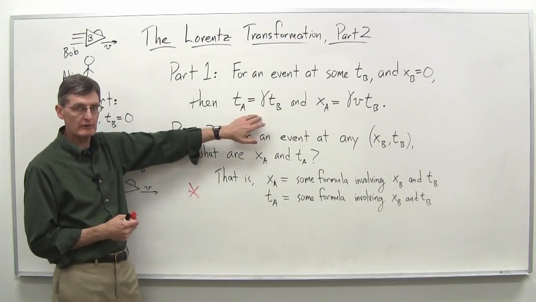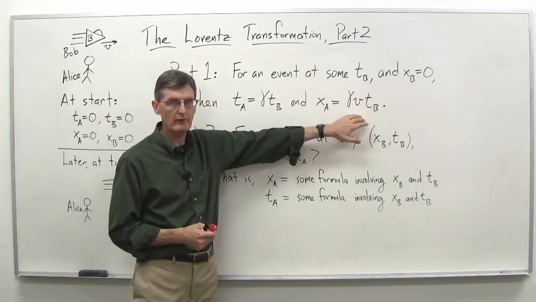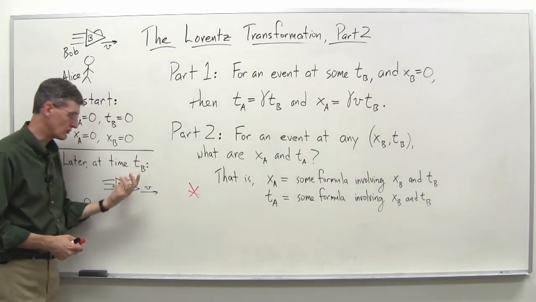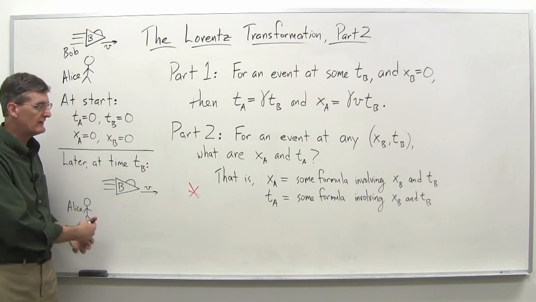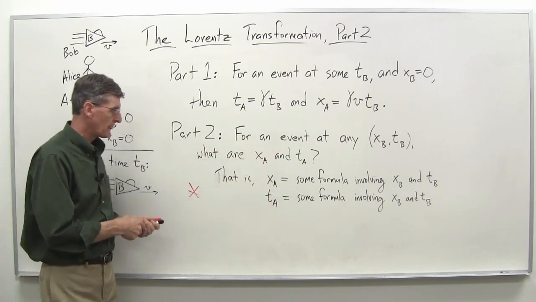Sort of like what we have here. ta equals something involving tb, xa equals something involving tb. xb does not occur in these formulas because, remember, the special case we did had xb equals 0. Now we want the general case where xb could be non-zero.